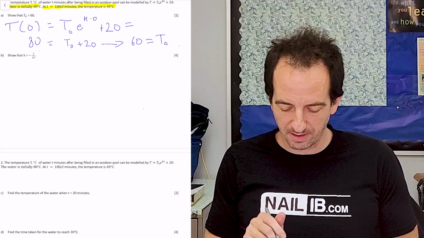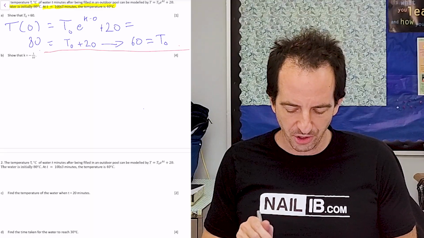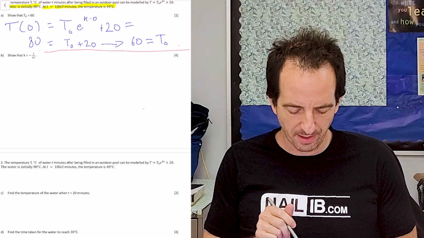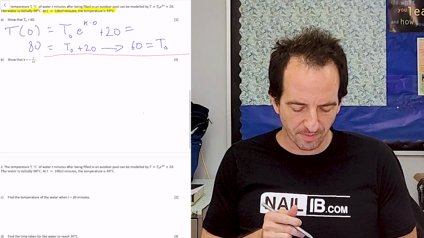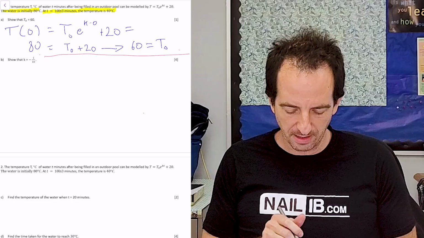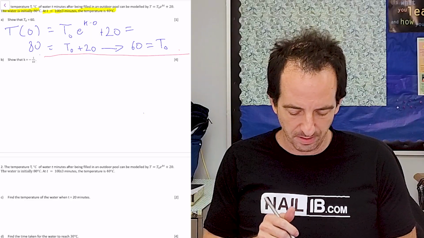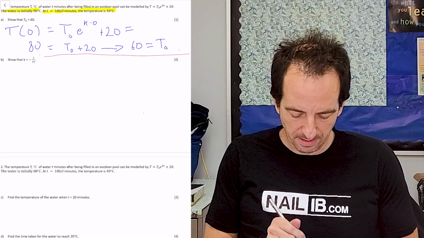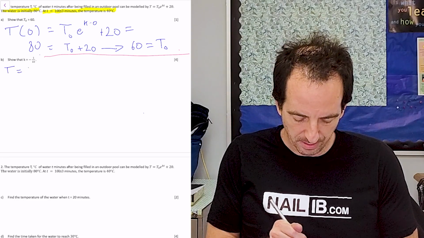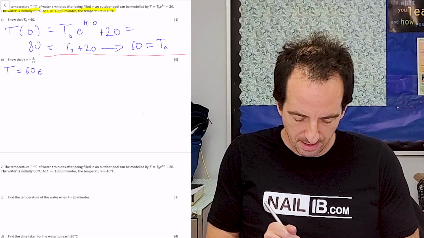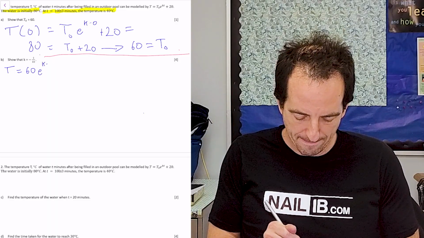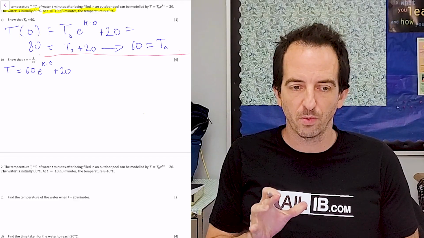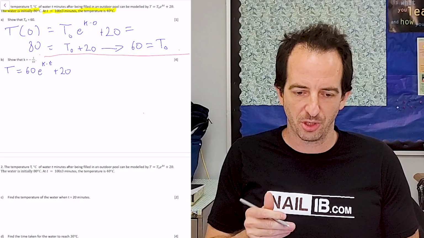And now we have 4 marks, so a little bit more work here. They want us to show that k is equal to negative 1 over 10. So we could use information that we already have. We already know that t subscript 0 is equal to 60, so t is equal to 60 e to the k times t plus 20. And of course, the wrong way to go about this would be to simply plug in. That would not be showing the information that they want.